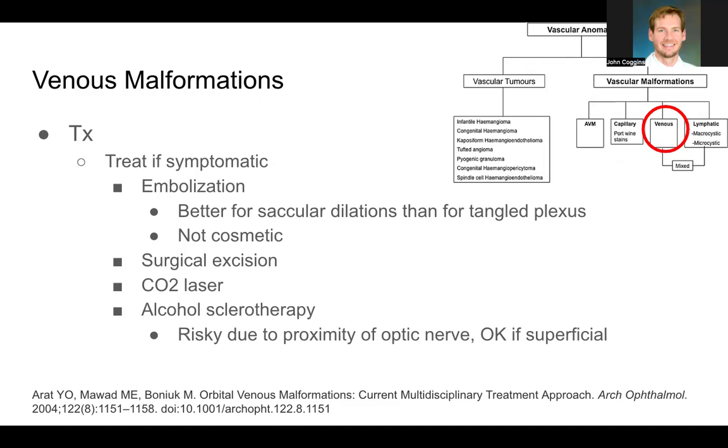The big point about alcohol sclerotherapy is that if you inject it near the optic nerve, you can burn the nerve and potentially blind them. So you have to be careful about this. The only indication or situation where you might use it is if the mass is very superficial or away from the optic nerve.